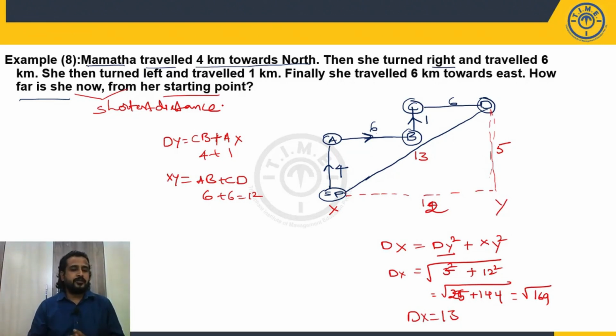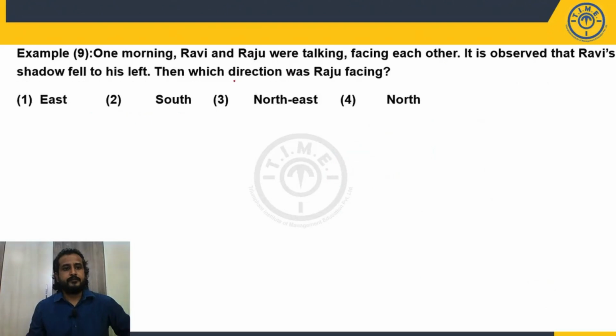So far we have done the questions which are related to directions and distance. Now let's see a new kind of questions. Example number 9. One morning, Ravi and Raju were talking, facing each other. It is observed that Ravi's shadow fell to his left. So this kind of question comes under the category of shadow based questions. Okay, now we'll go to the question later.